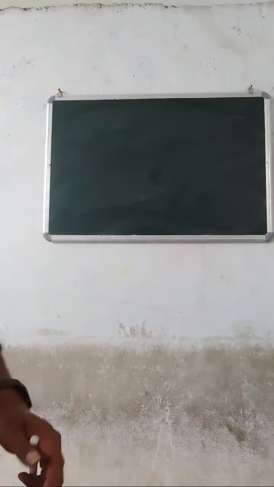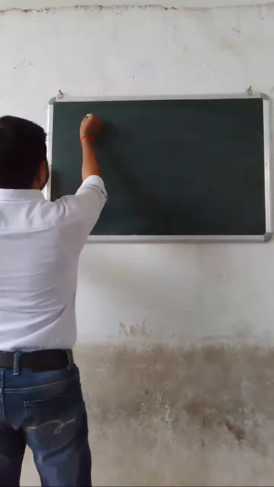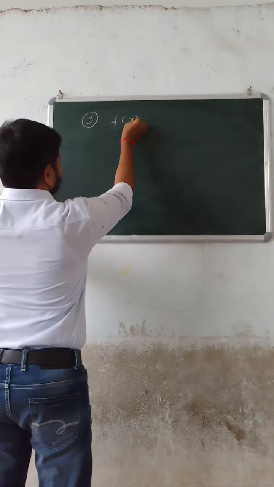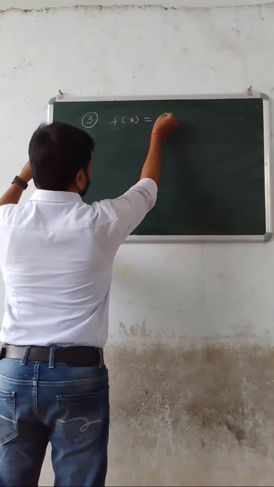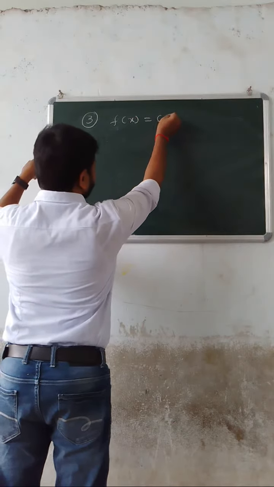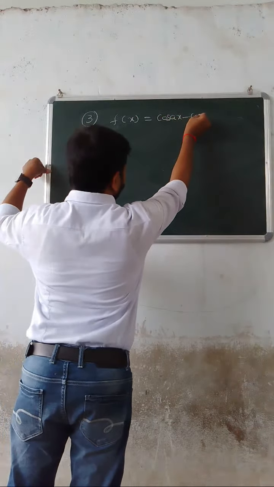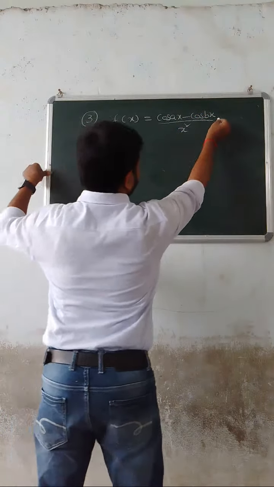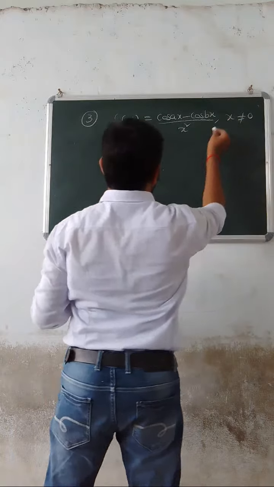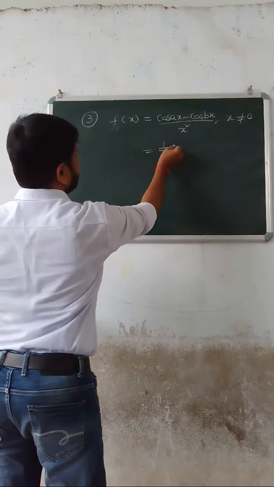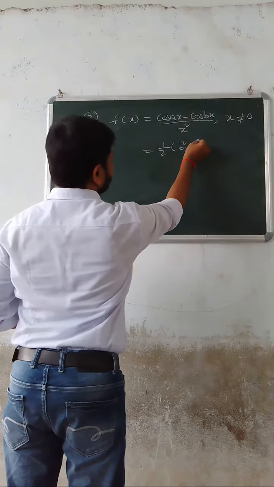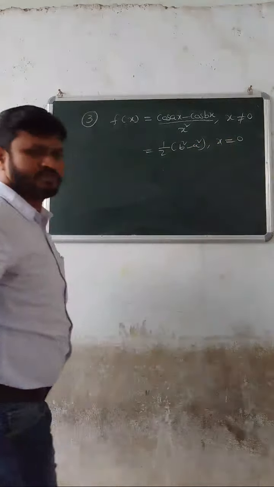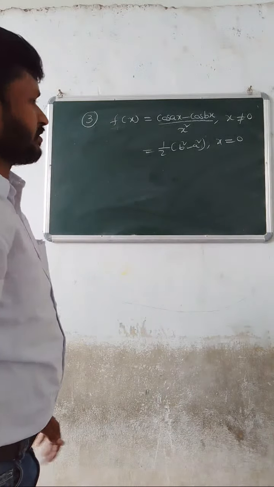I will go for the next question, friends. See this. f(x) = (cos ax - cos bx)/x² where x ≠ 0, and f(x) = ½(b² - a²) where x = 0.